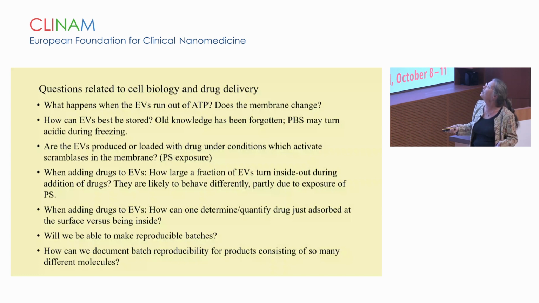I want to mention that old knowledge has been forgotten. PBS may turn acidic during freezing and thawing, and that is certainly a risk when it comes to whatever you freeze down. It may change conformation if you expose it to pH like 5.5 or something. And also, one can ask, are the EVs produced or loaded with drug under conditions which activate scramblases in the membrane? For instance, calcium is reported to activate scramblases. Then you may expose PS, and you may get a more rapid removal of your EVs.